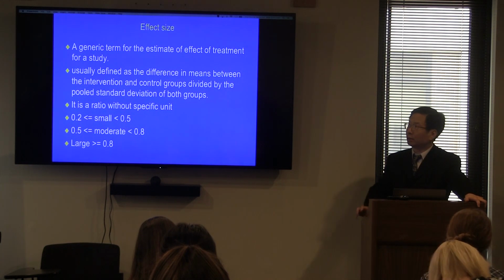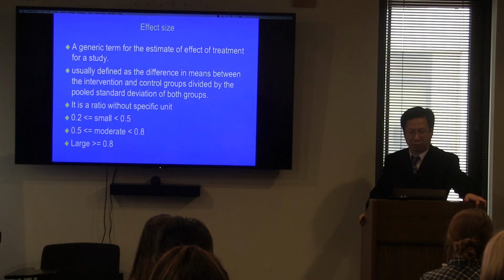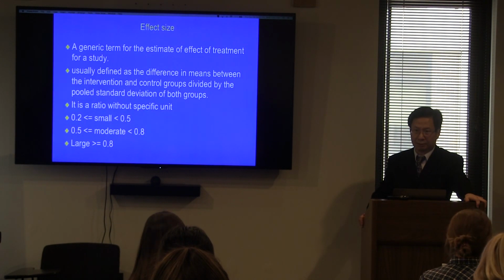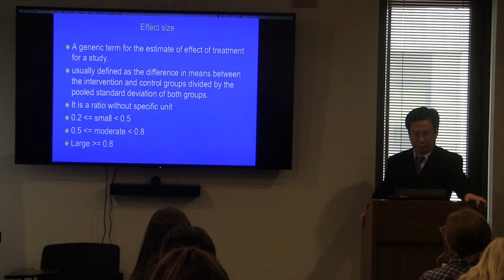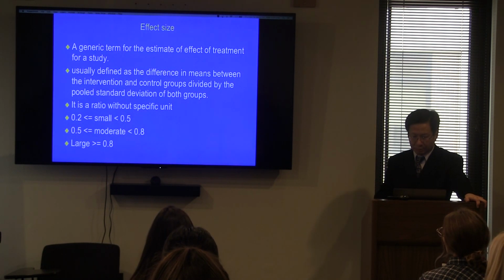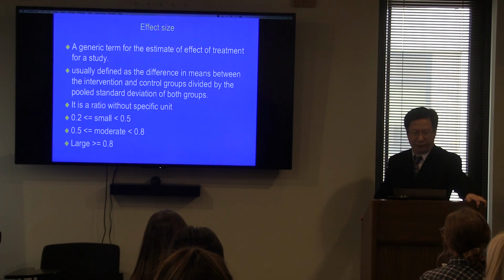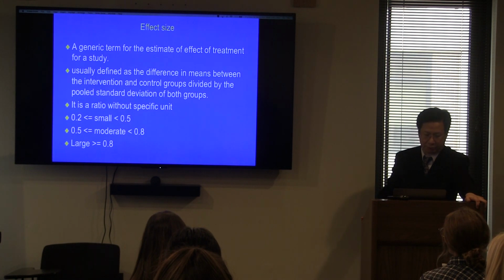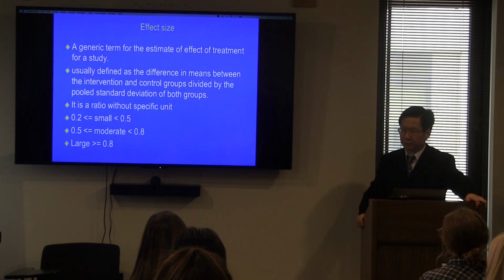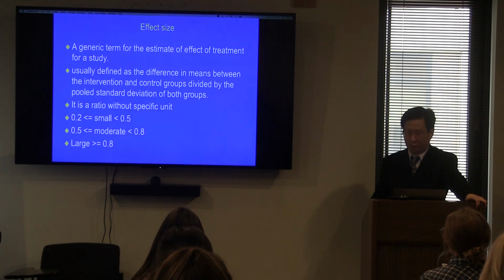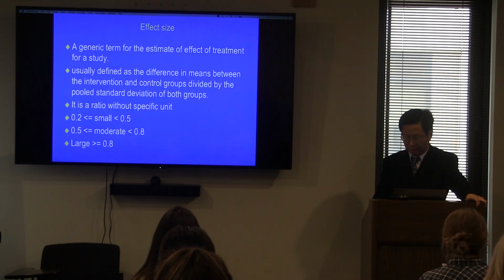So regarding the clinical trials on acupuncture, I guess you all know about the effect size. If you measure the effectiveness of a clinical trial, you can calculate the effect size. If it's between 0.2 and 0.5, it's considered small, between 0.5 and 0.8 considered moderate, and more than 0.8 considered a large effect size.